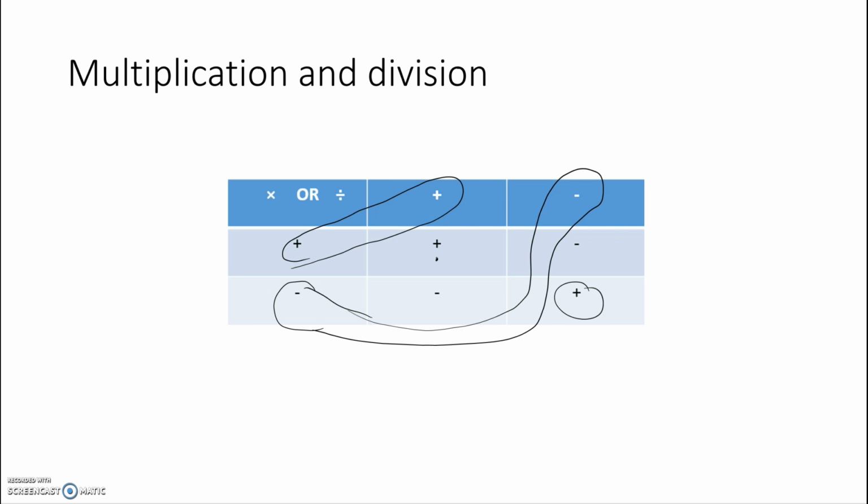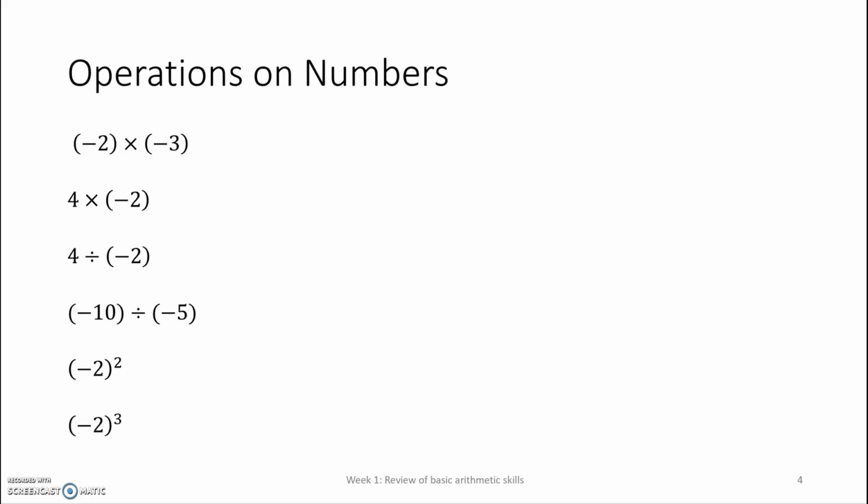So let's just have a look at a few examples here. Negative 2 times negative 3, that's a negative times a negative, so that's going to be positive. 4 times negative 2 is negative 8. 4 divided by negative 2, it's a positive divided by negative, it will be negative 2. The next example is a negative divided by a negative, so the signs are the same, so the answer will be positive, and the answer will be 2.